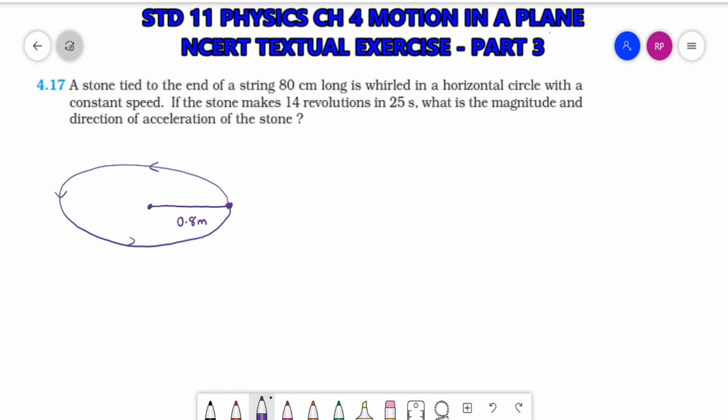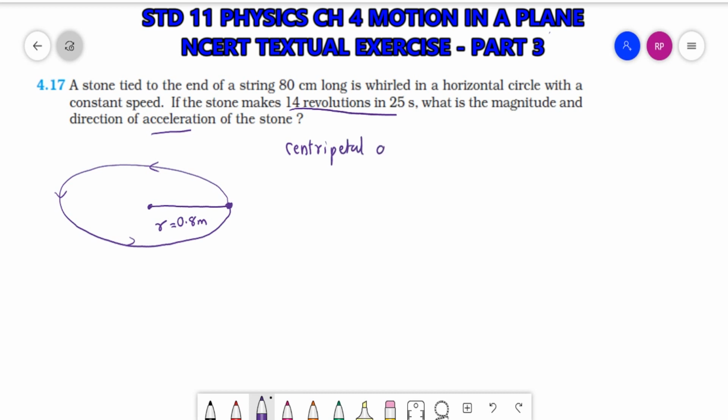way. Okay. So I will take this as a radius of this circle. Okay, it is rotated in a horizontal circle. If the stone makes 14 revolutions in 25 seconds, what is the magnitude of acceleration? Now, when the stone is rotated in this circular motion, its acceleration is centripetal acceleration.